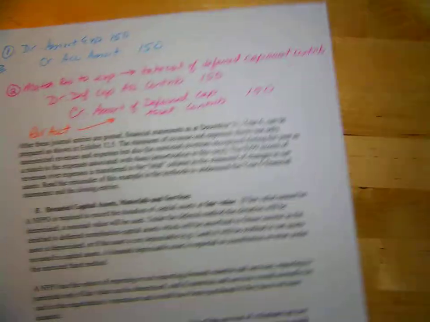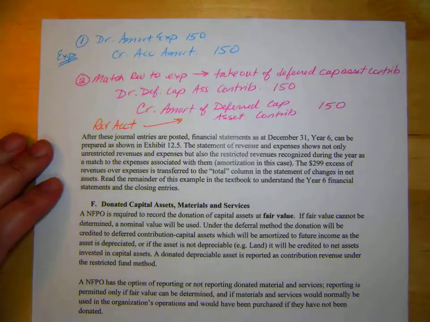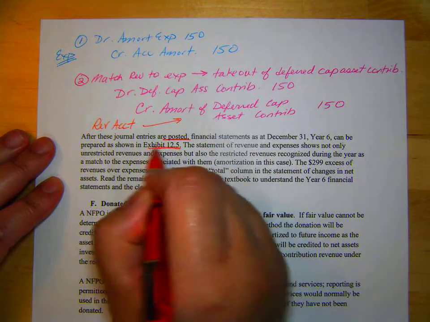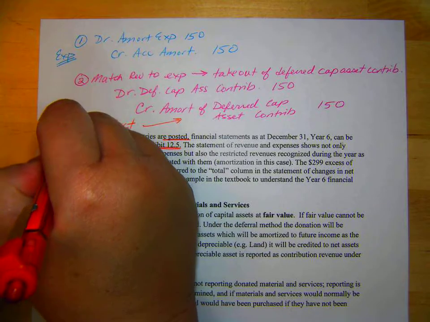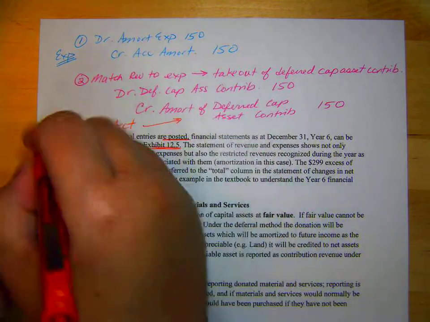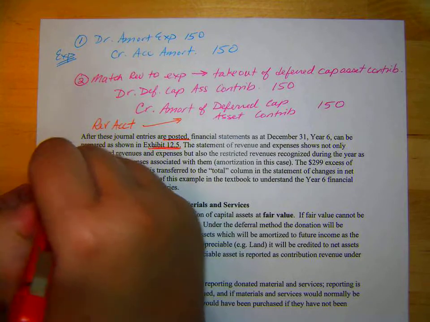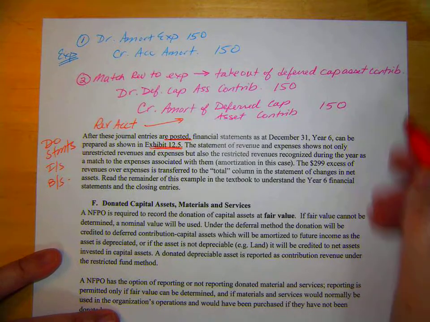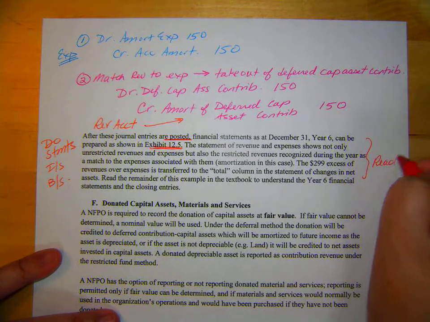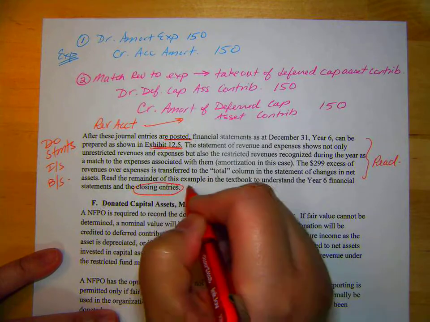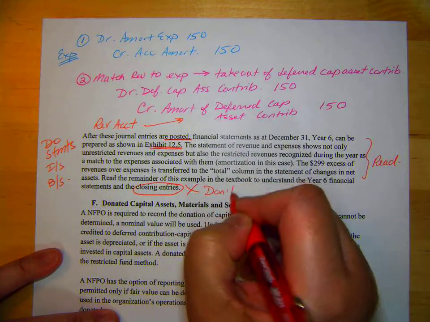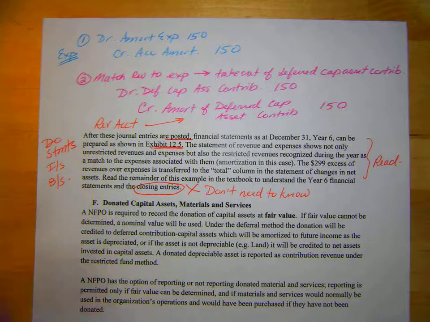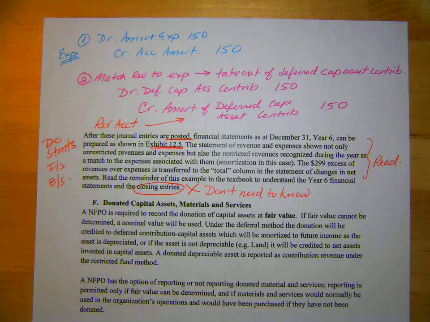So on page 13 again, go through and post those journal entries. Make sure you can do the statements on Exhibit 12.5, the income statement, the balance sheet. And you can read this. You do not need to know the closing entries for either type. But again, they get closed just like the restricted fund, they get closed to the net assets.